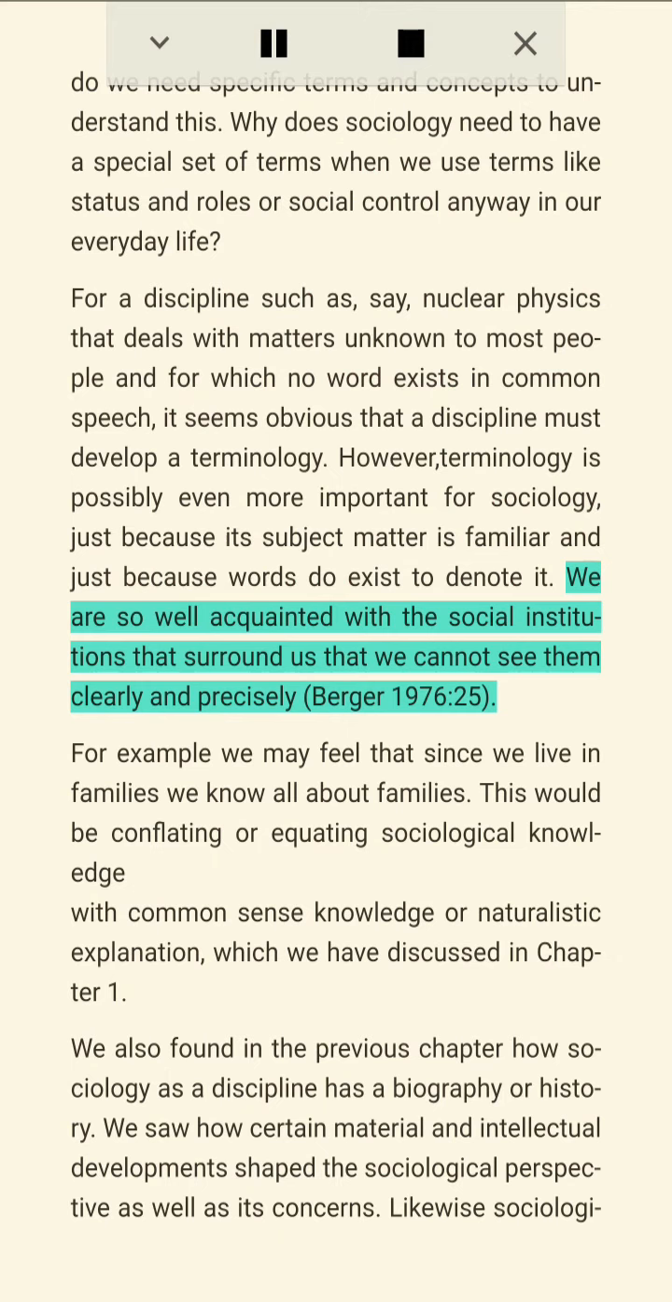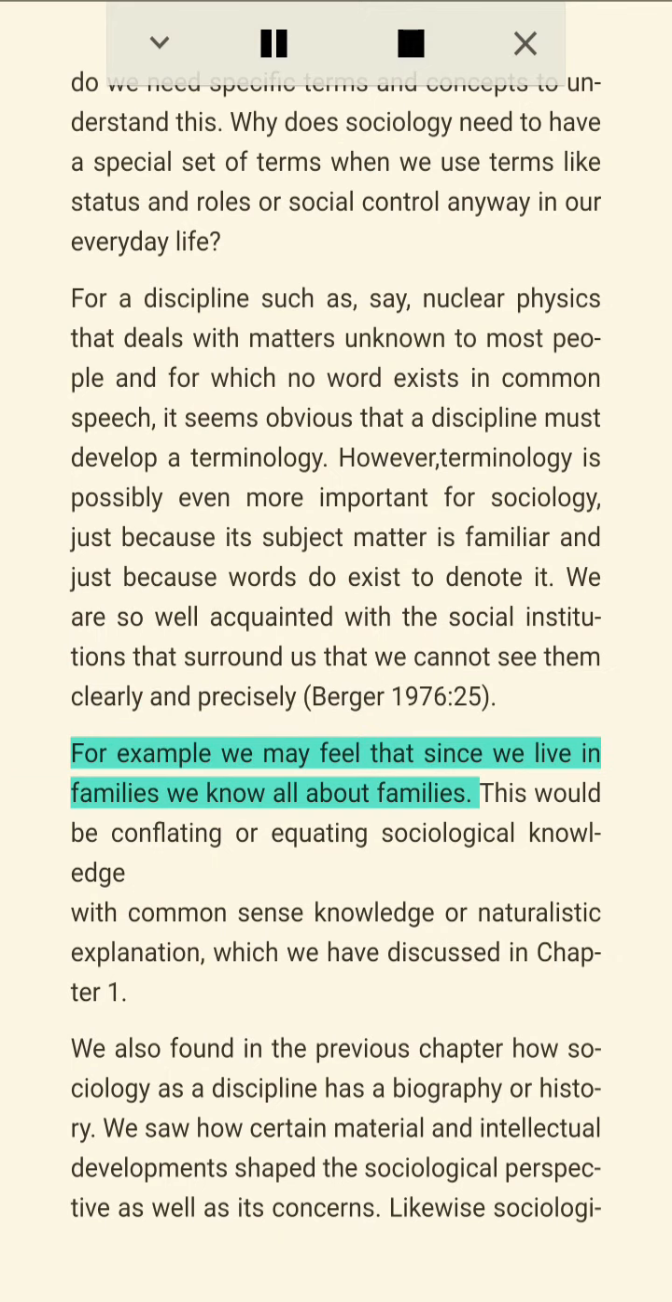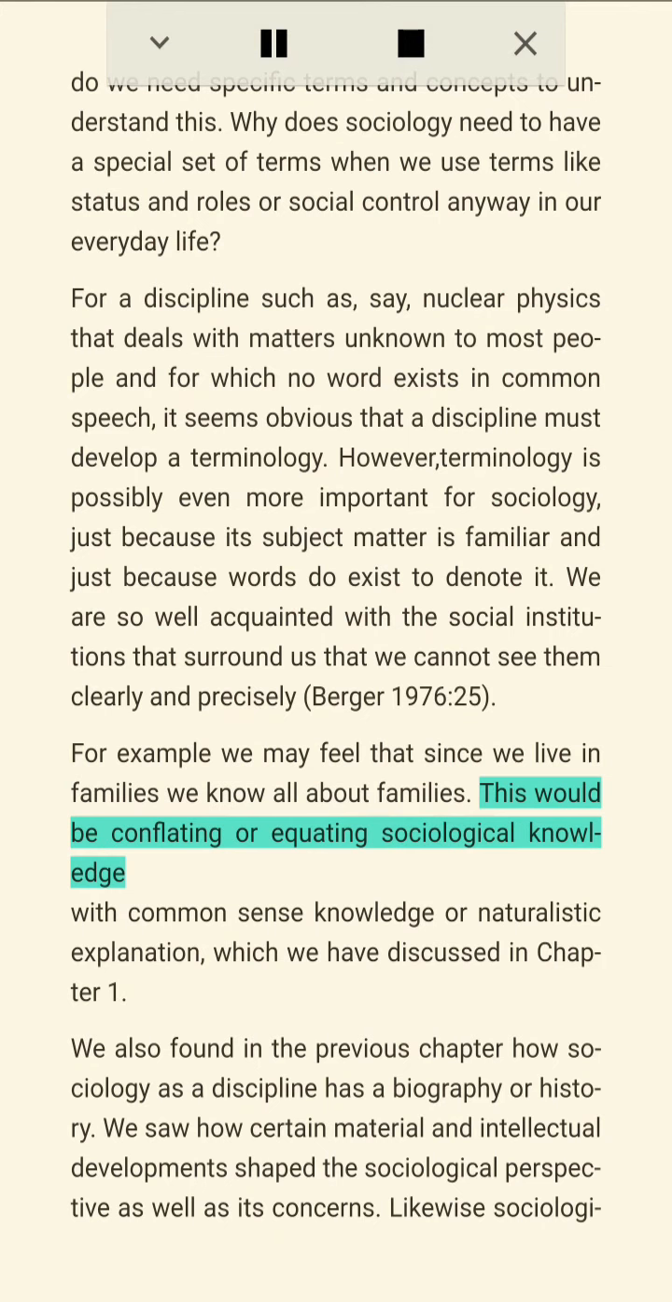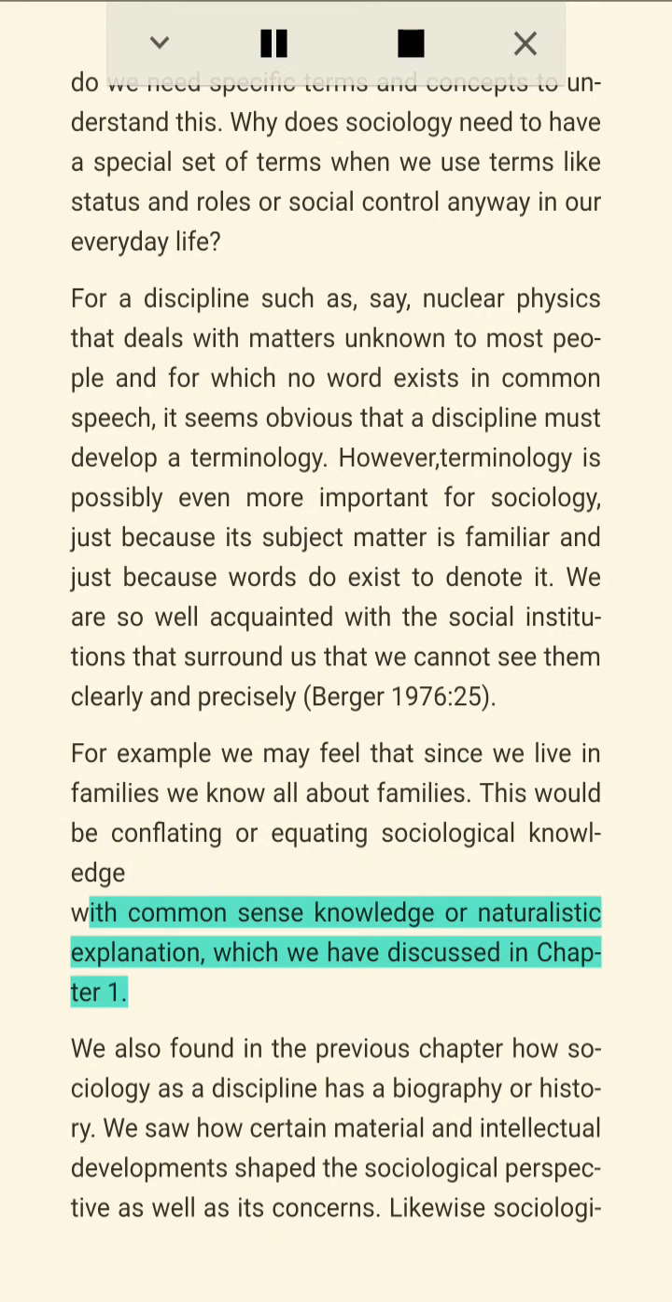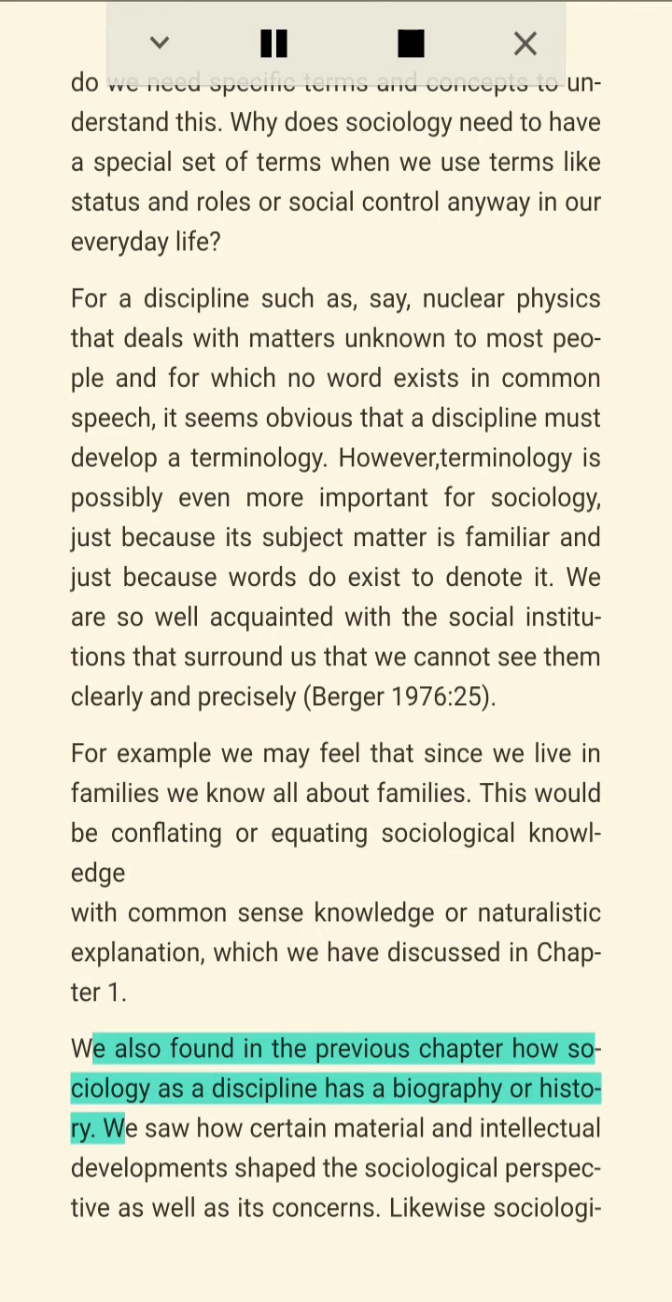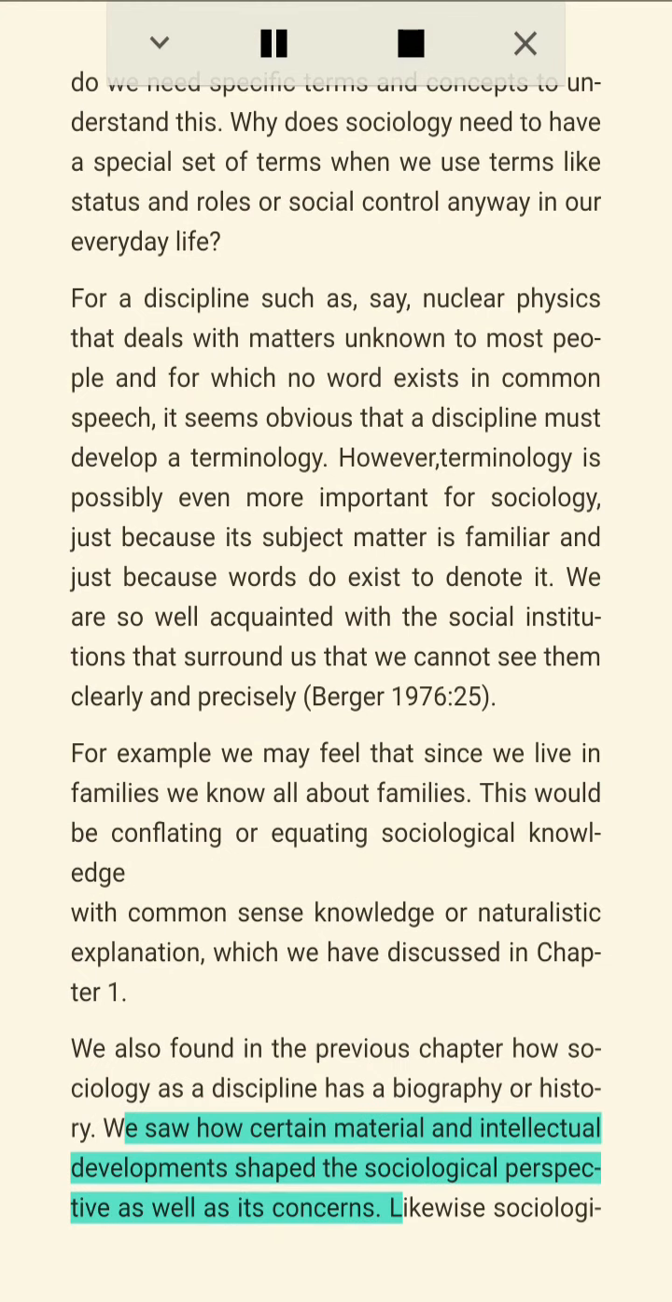We are so well acquainted with the social institutions that surround us that we cannot see them clearly and precisely (Berger 1976: 25). For example, we may feel that since we live in families we know all about families. This would be conflating or equating sociological knowledge with common sense knowledge or naturalistic explanation, which we have discussed in Chapter 1. We also found in the previous chapter how sociology as a discipline has a biography or history.